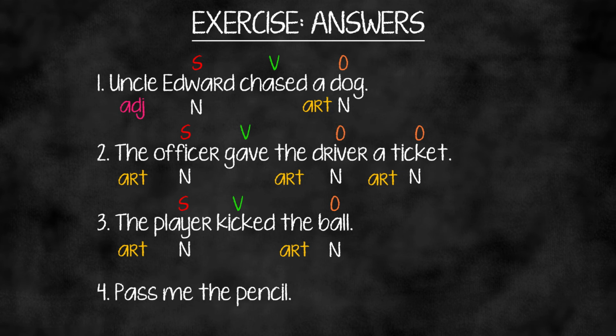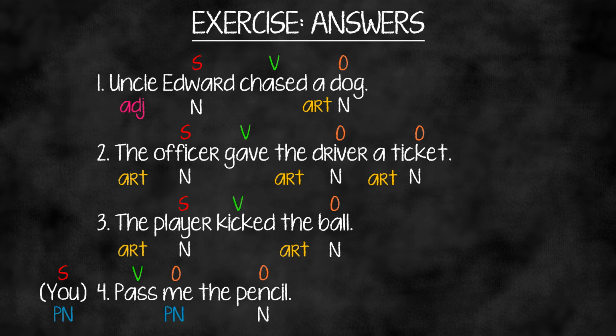Pass me the pencil. This is a command. The verb is pass. The subject, as you recall, for a command is you. It is not usually stated, but it is still always you. You pass who? Me is the object. You pass what? Pencil is an object.